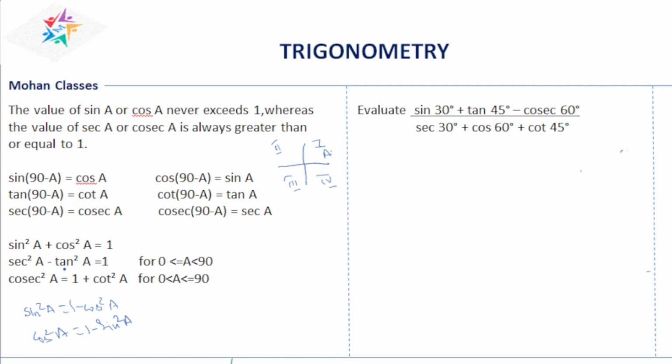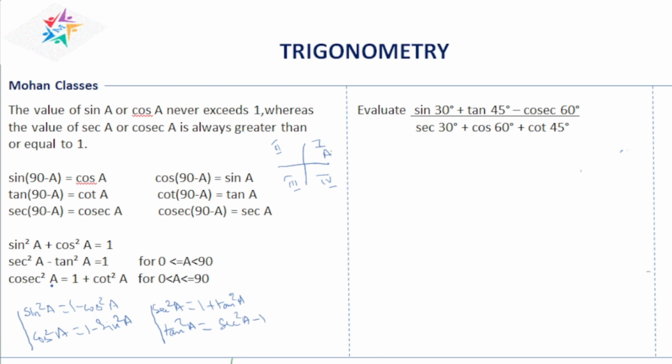Similarly, secant square A minus tan square A is equal to 1. What is secant square A? Secant square A is equal to 1 plus tan square A. Similarly, what is tan square A? Tan square A is equal to secant square A minus 1. If you know this formula, you can write these other two formulas. These two are also identities. From secant square A minus tan square A is equal to 1, we are writing these other two identities.